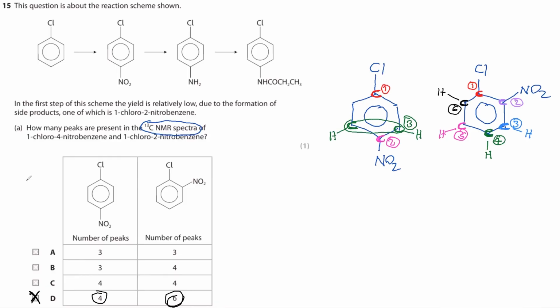Let's go for the next one. If I take these two carbon atoms, same story. One side is CCl, the other side is CH, CNO2. This one also, one side is CCl, the other side is CH, CNO2. So both of them are in the same environment. That's why this molecule has 4 environments and the side product has 6 environments. So our answer for question number 15A is D.